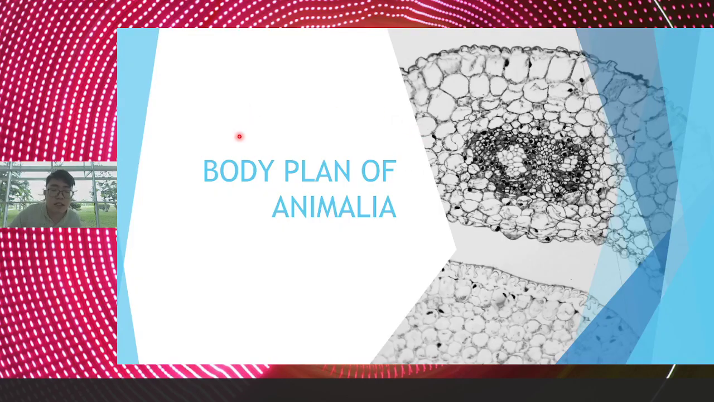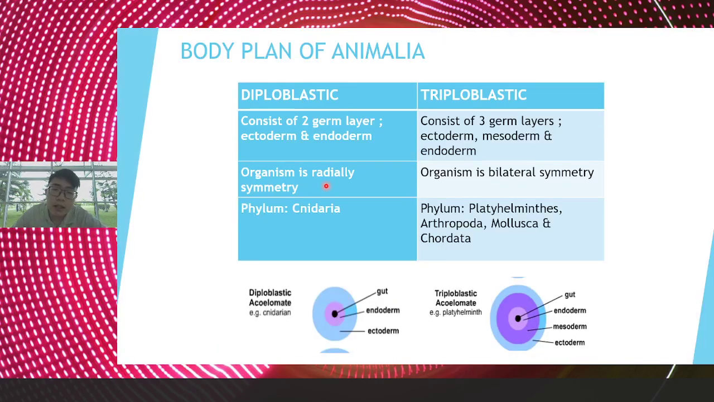This next one is maybe new to you and important. It is the body plan of Animalia. There are mainly 2 types of body plan of Animalia. The first type is diploblastic, and the other one is triploblastic. Maybe these terms seem strange, but if you see the terms ectoderm, mesoderm, and endoderm, I think you are familiar with them because in Semester 2 reproduction topic you already learned them.